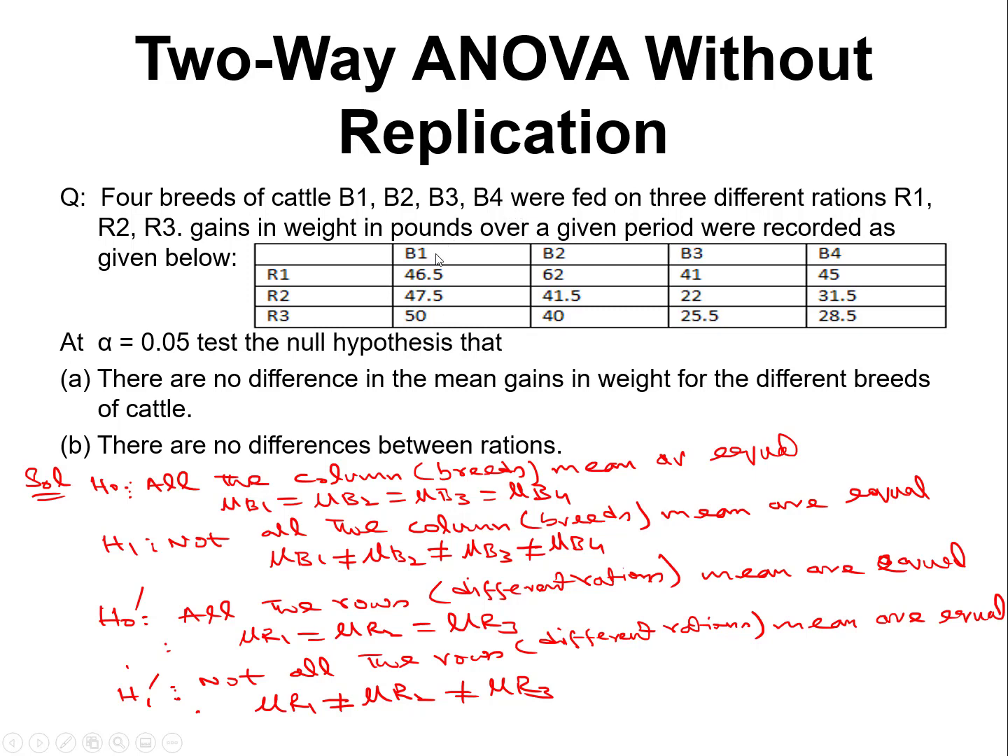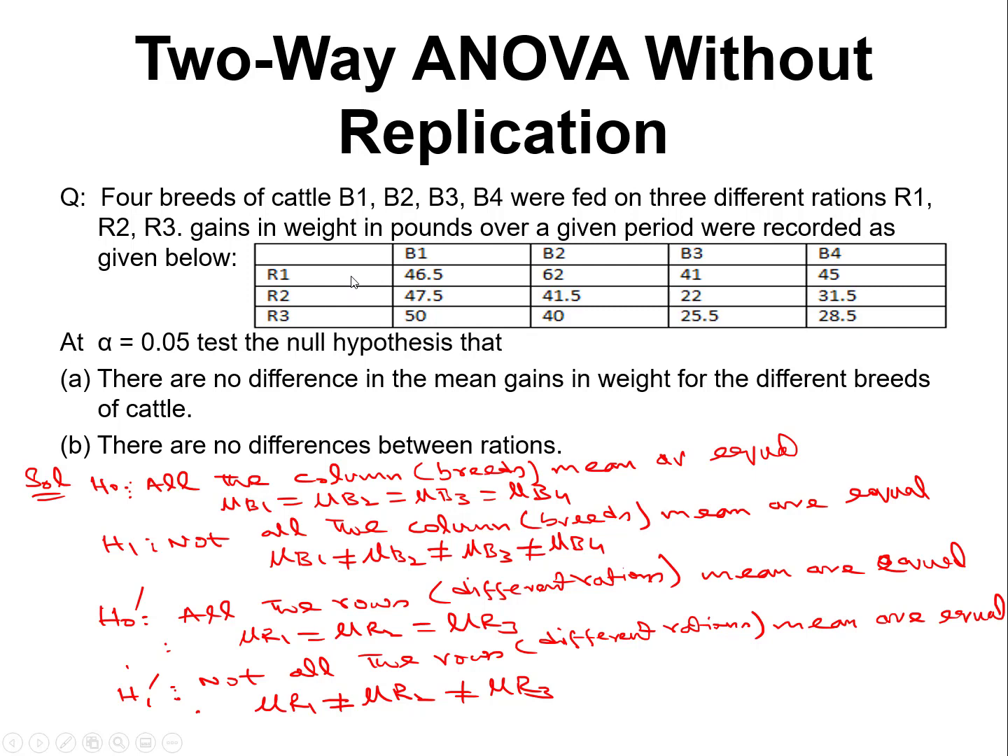So we want to check the breed and the weight. There is no interaction with the rations. We just want to check the impact of breed on weight. And the alternative will be that there is a difference in the mean gain in weight for the different breeds. The second one is that there is no difference between rations. So the mean of all the rations you are feeding to the 4 types of breeds is the same.